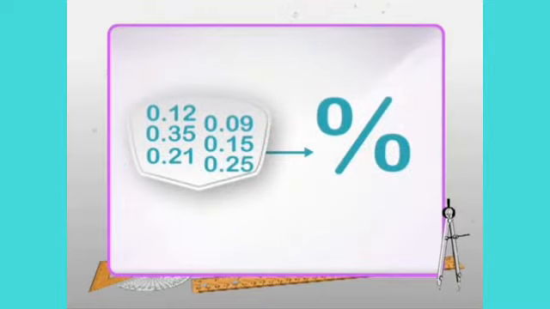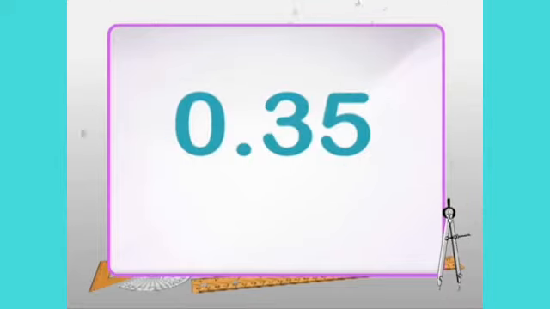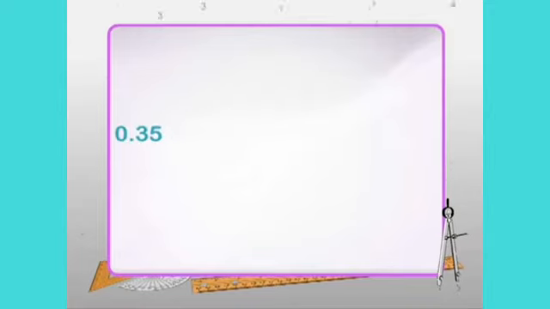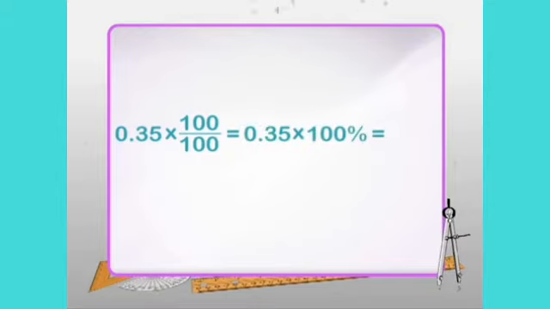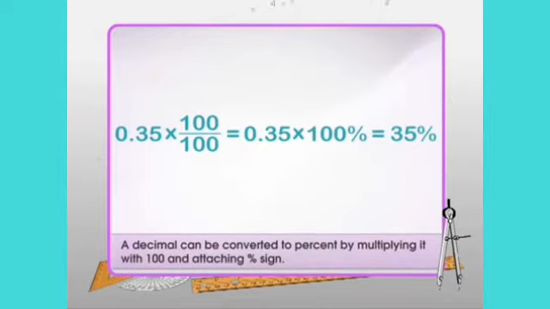We can even convert decimals to percentages. Want to know how? Let's see. Let's consider the decimal number 0.35. It can be converted to percentage by multiplying and dividing by 100. Thus, decimal 0.35 is equivalent to 35%. Thus, the easiest way to convert a given decimal to percent is to multiply it by 100 and attach percent sign.